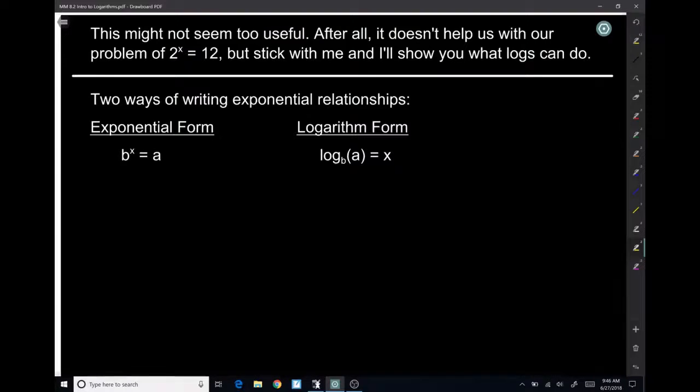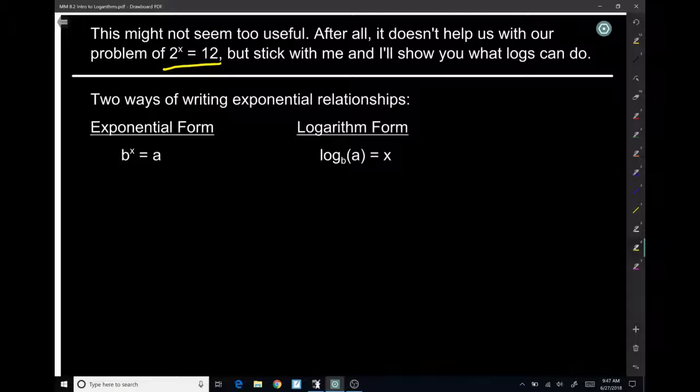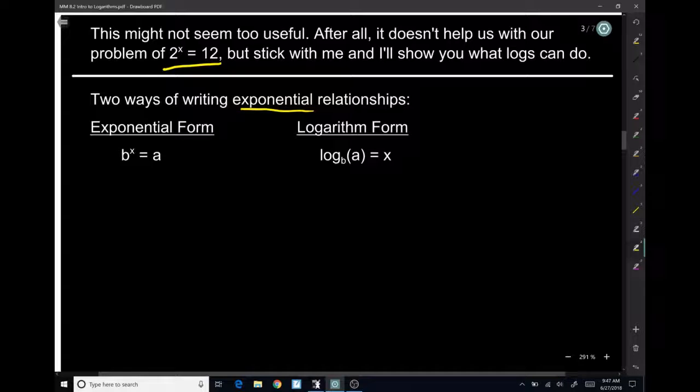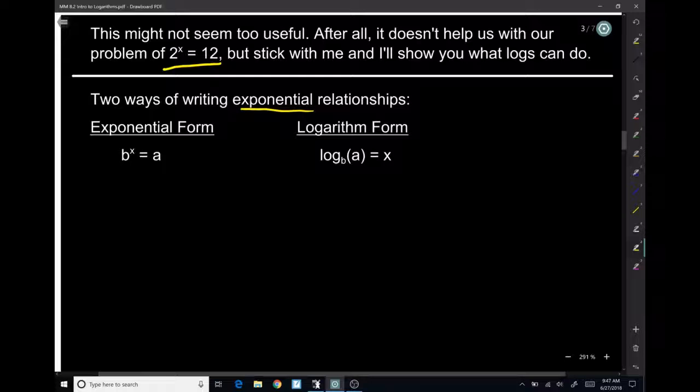That might not seem too useful because it doesn't help us with our problem of 2 to the x equals 12, but I'll show you what they can do. Now we're going to have to learn some basics about logarithms and exponentials, and one thing to understand is that there are two ways of writing exponential relationships. We are used to the form b to the x equals a. What we're less familiar with is the equivalent form, log base b of a equals x.